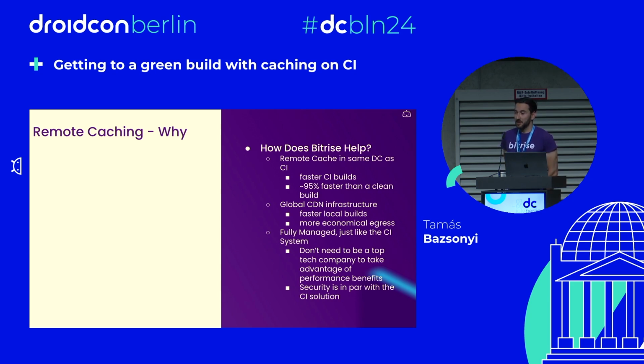in an ideal scenario. Global CDN infrastructure, which ensures that even though your build and cache servers are located, let's say, in the US and your developers are located in Europe, because of the CDN network, these local builds are still faster and able to speed up. And it decreases the egress cost that you are incurring on the cache server side.